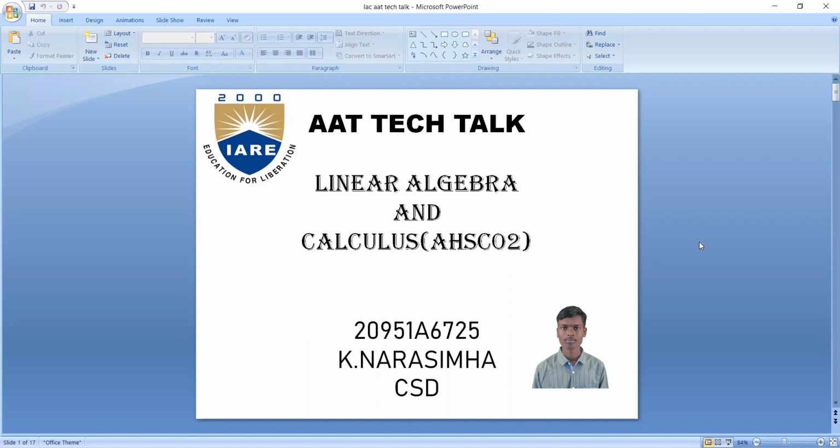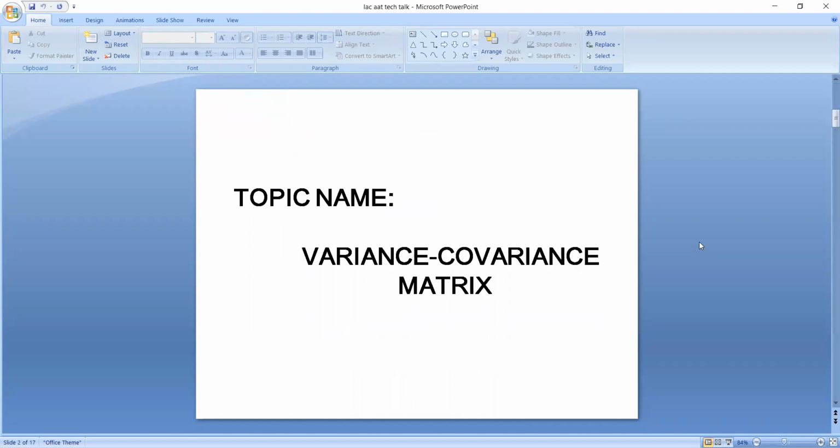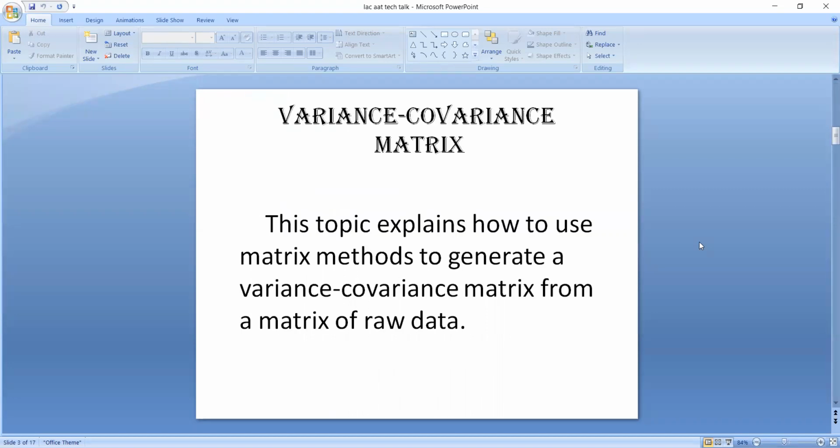Today, as part of my subject linear algebra and calculus, I want to explain the topic named variance and covariance matrix. This matrix is very useful in our day-to-day life for doing some processes. This topic explains how to use matrix methods to generate a variance and covariance matrix from a matrix of raw data. When we have raw data available, there are many processes which can be solved by matrix methods.